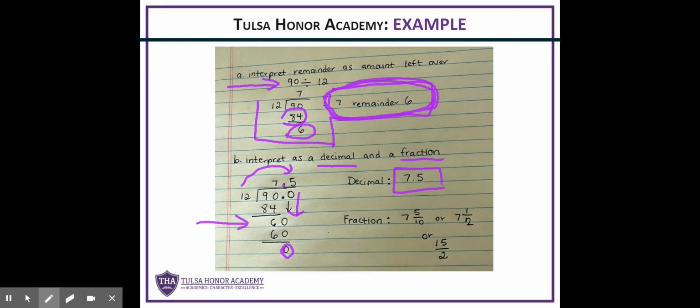In order to make 7.5 into a fraction, we know that the 5 after the decimal point, because it's the first place value to the right of the decimal point, is 5/10. So we can just write 7 and 5/10. Or if we want to simplify it, we can write 7 and 1/2, or 15 over 2. And if you don't understand what this fraction is yet, we will be going over fractions a lot this year.